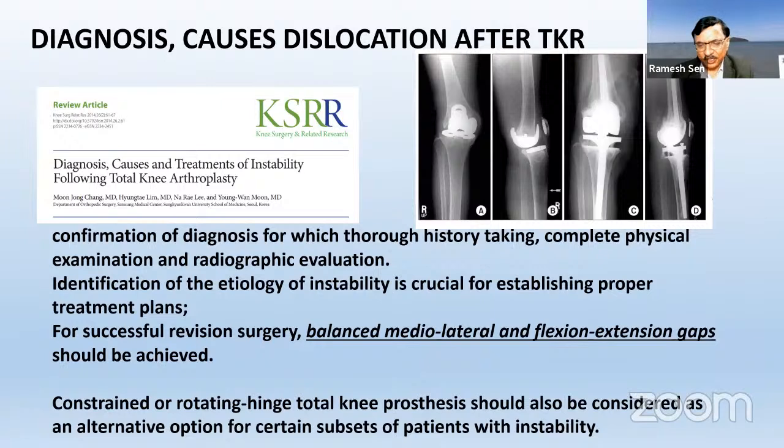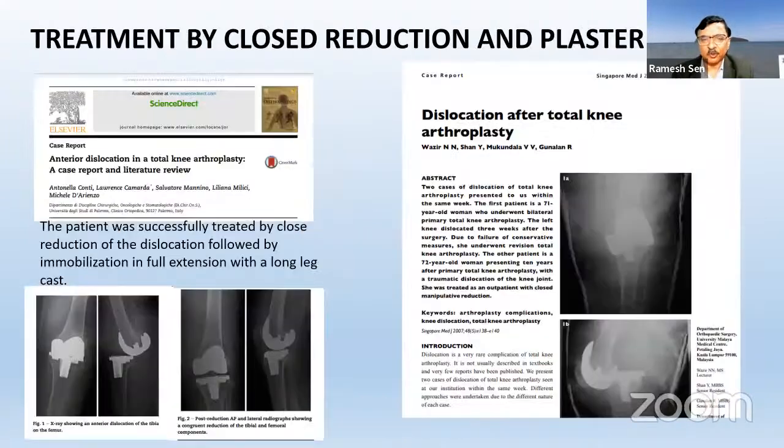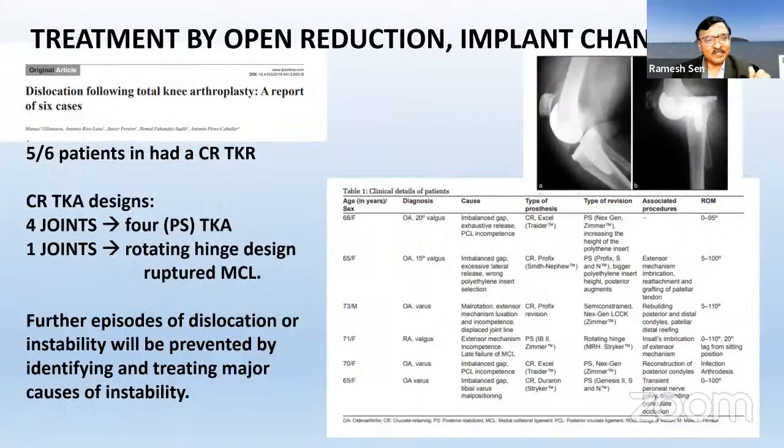When you look at the diagnosis and causes, we have already talked about it. If it is dislocated like this, people have done closed reduction for acute situations and put on a plaster, and it has settled down. And if a CR knee was done, as Dr. Manoj also showed, you change over to a PS knee. This is the case published over there.